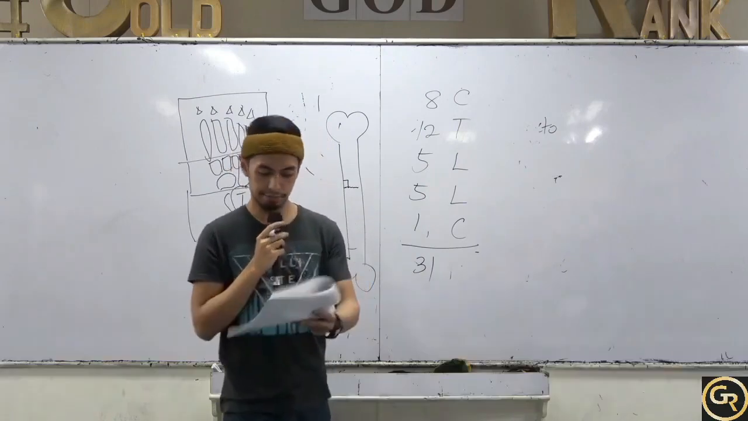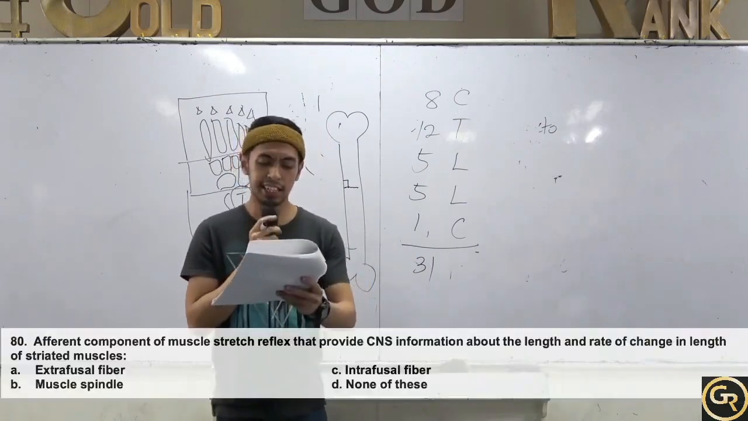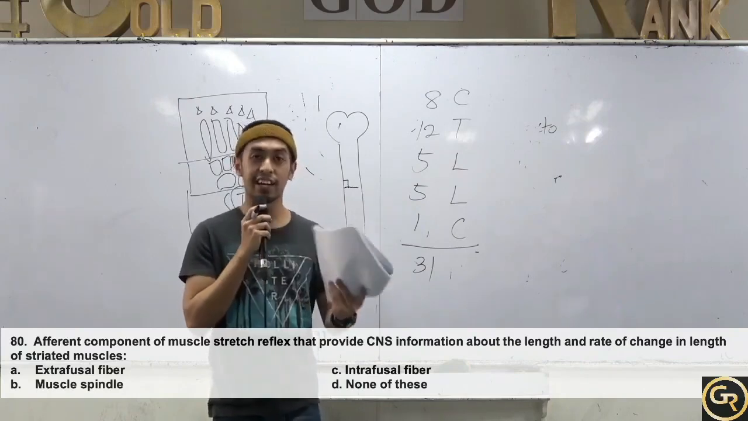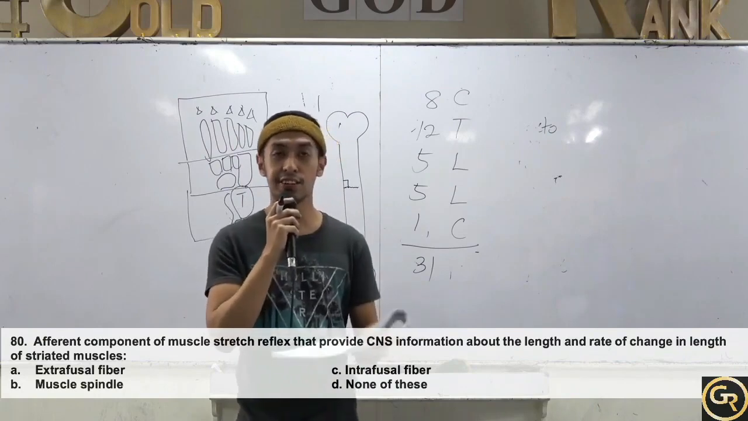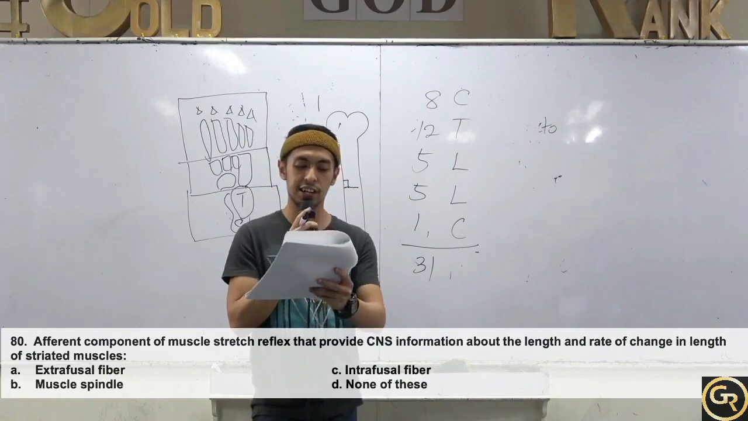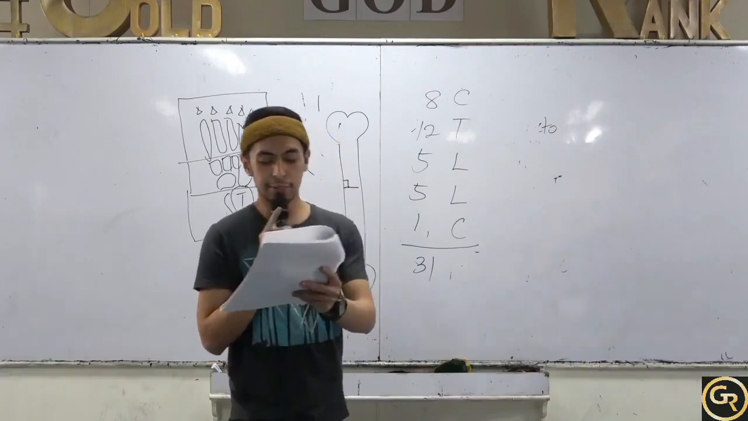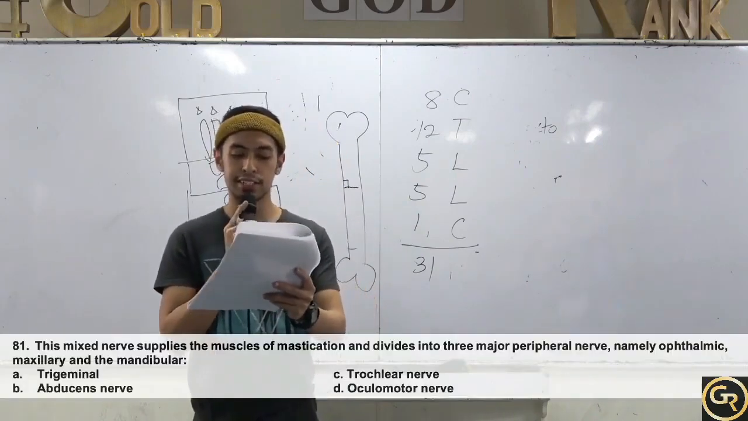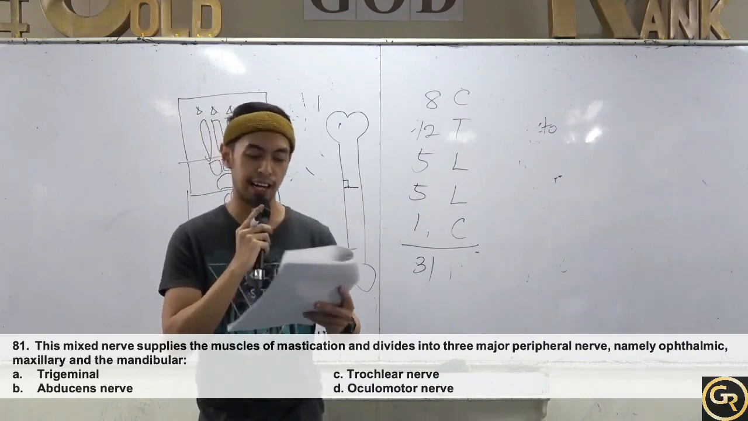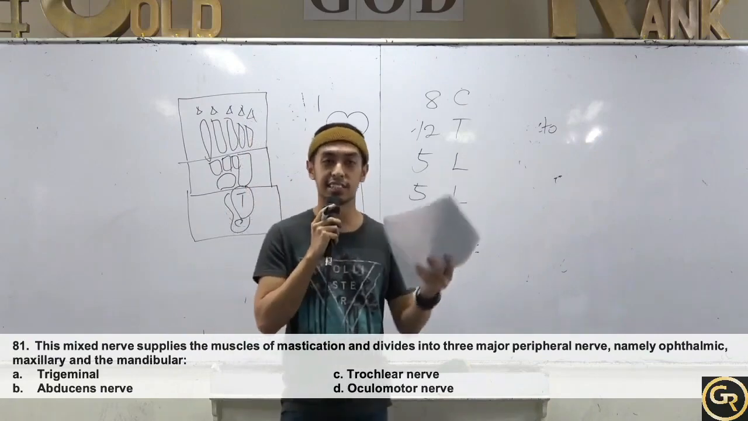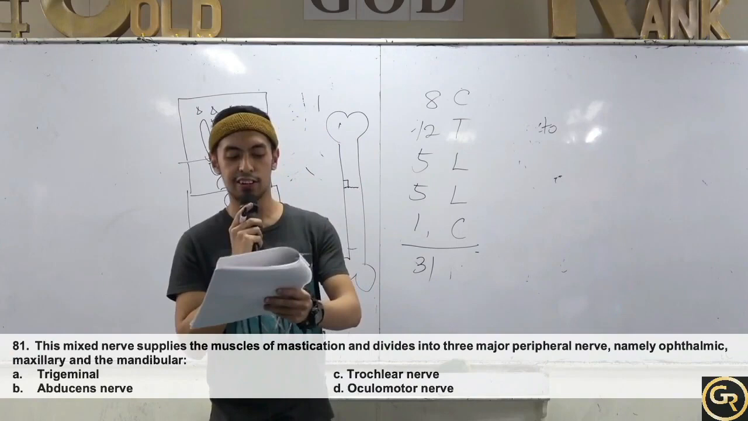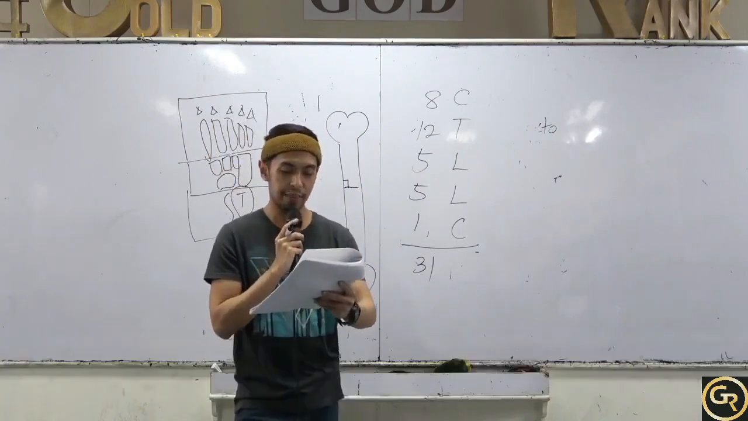Letter C. 80, afferent component of muscle stretch reflex. What is the afferent of our muscle stretch? It's your muscle spindle, letter B. 81, this mixed nerve supplies the muscles of mastication. We keep repeating this one. It has 3 branches: ophthalmic, maxillary, and mandibular. It's letter A, your trigeminal nerve or your cranial nerve 5.